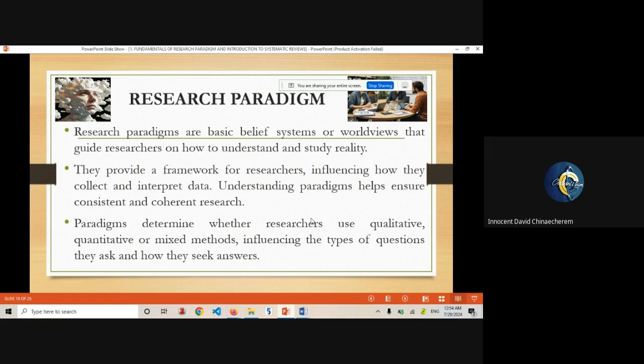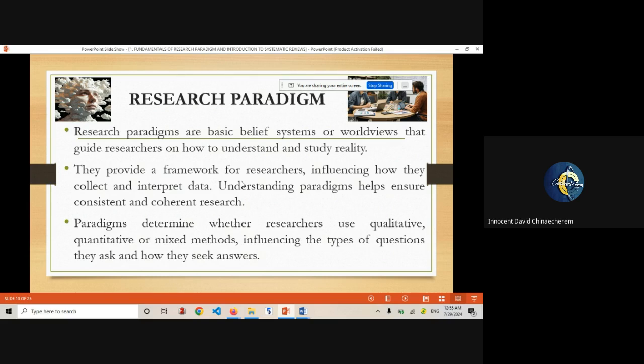So, theory again. Research paradigm is the basic belief system or worldview that guides researchers on how to understand our study and our reality. Just like I said, it provides the framework for us to understand how to collect and interpret data. We're going to explain this in layman's terms to make sure each and every one of us understands it.